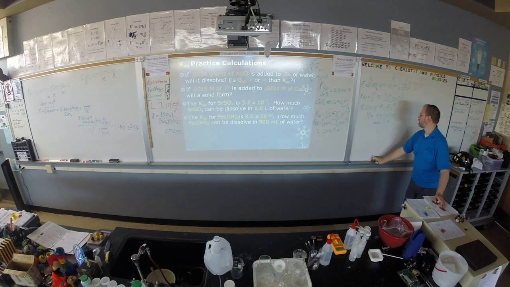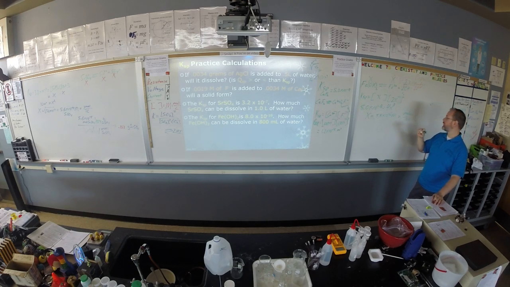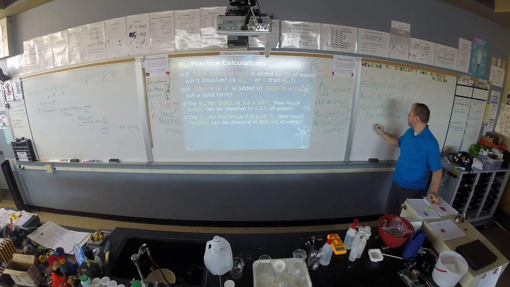Oh, multiply by 0.8. Back up, back up. This is moles over 0.8 liters. So we're going to multiply both sides. Okay, so 4.7 times 10 to the negative 6. 4.7 times 10 to the negative 6 moles.